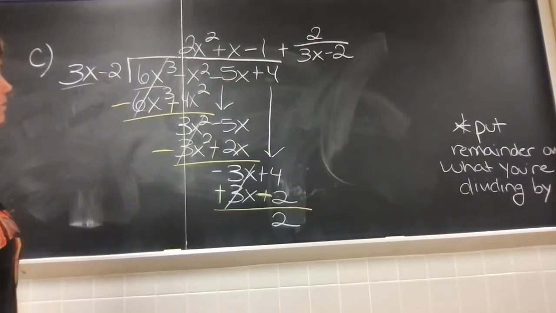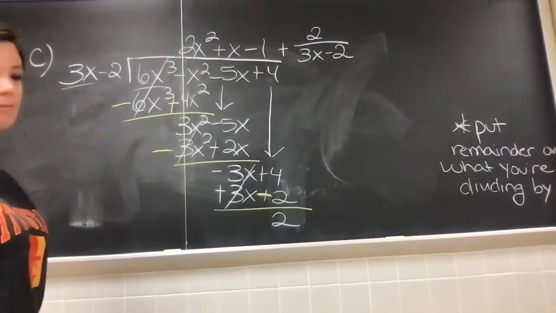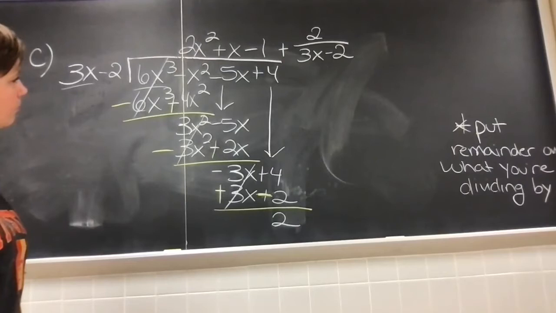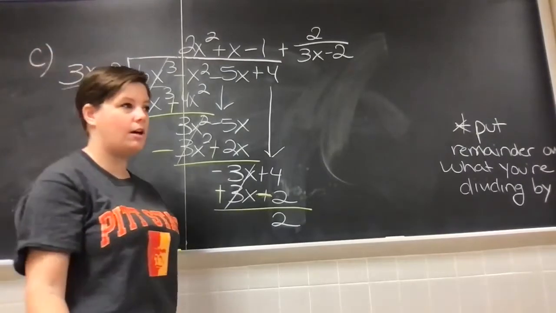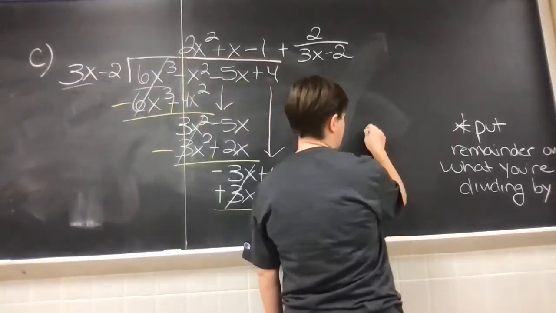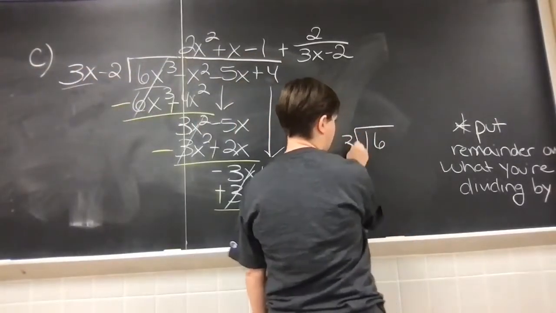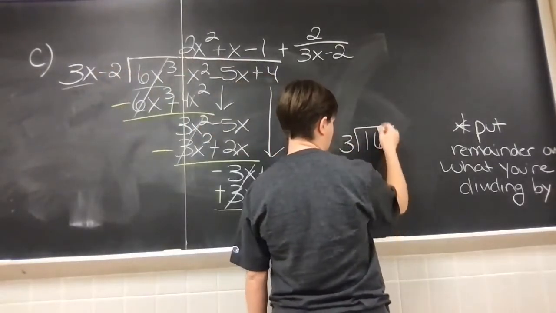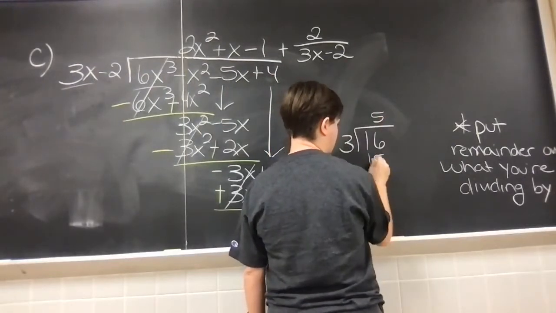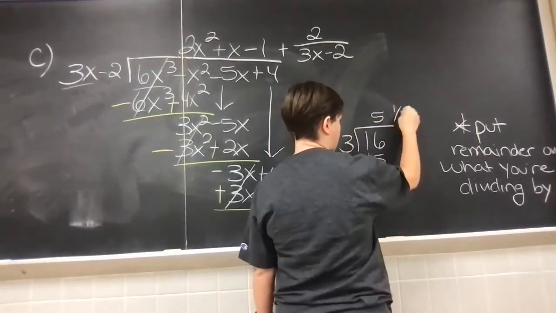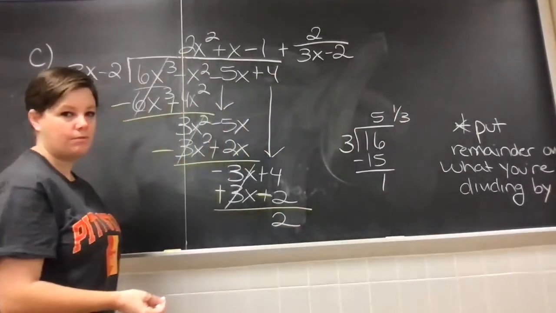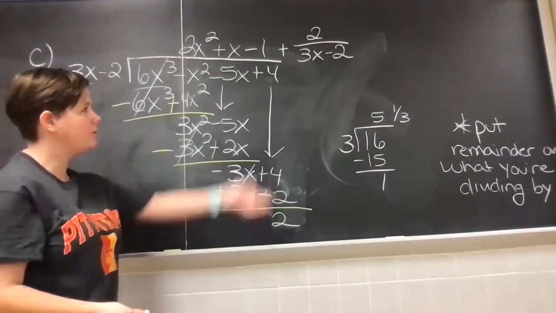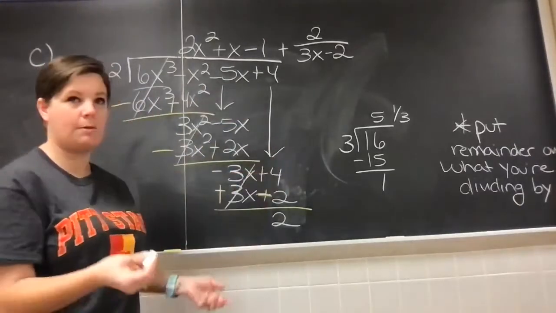So I have 2x squared plus x minus 1 plus 2 over 3x minus 2. We do that with regular numbers as well. Let's say 16 divided by 3. Okay, so 3 goes into 16 how many times? 5. We get 15 with 1, 15 and 1/3 left over. So we do it with polynomials just the same as we do with regular numbers.